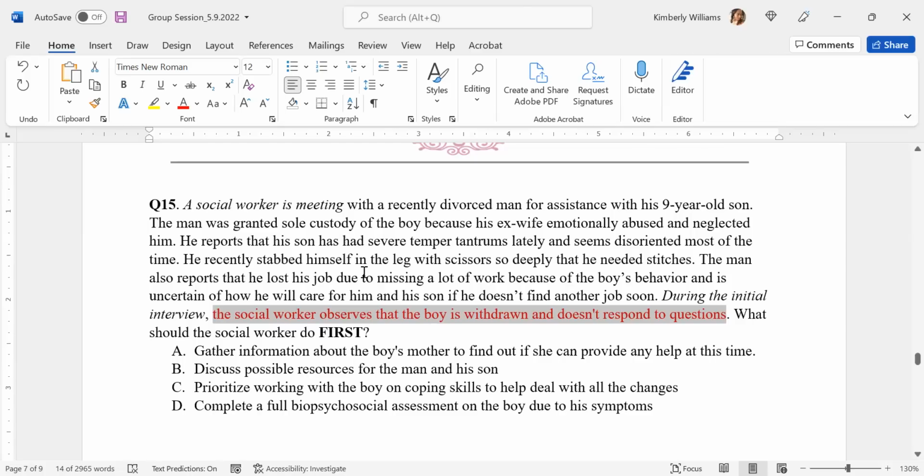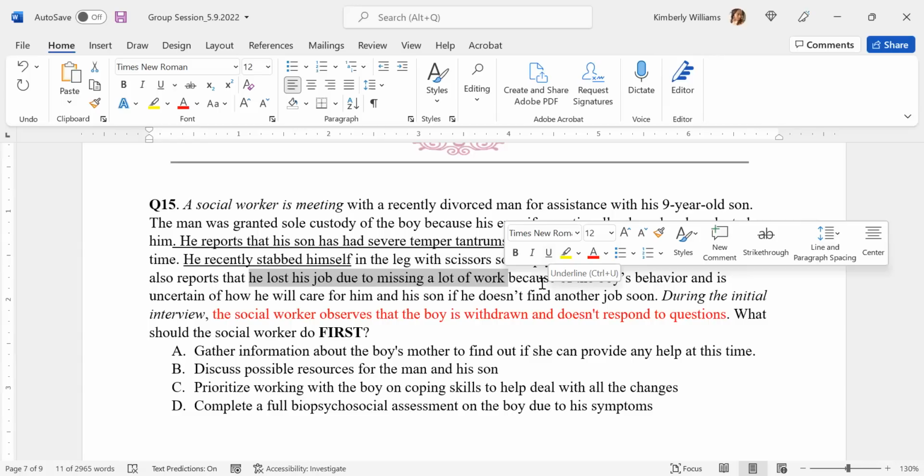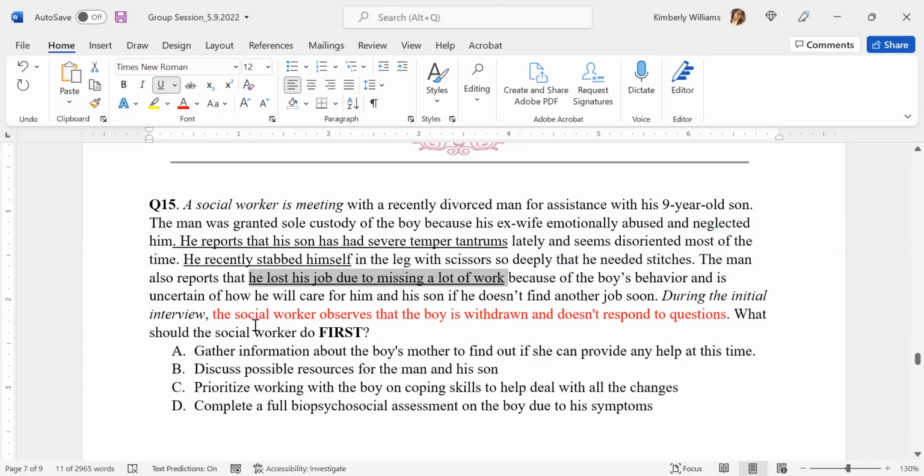So he recently stabbed himself. That already happened, so we're not focusing on that, but we are going to consider that, okay? He also reported that he lost his job. He didn't lose his job in the session, so we want to consider that, but that's not happening right now. That didn't happen before he got here. But during the initial interview, the social worker observes that the boy is withdrawn and doesn't respond. That's our priority issue, so we need to do something about that.